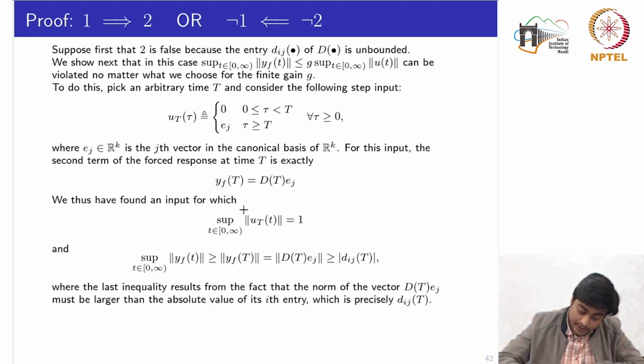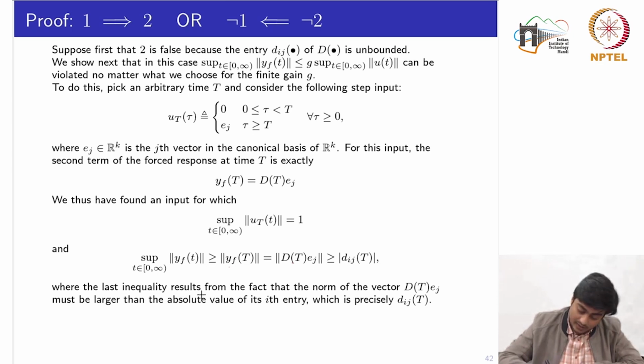So what we have found is an input which is bounded, where the supremum of this input, as we had defined, is equal to 1. And if I take the supremum over all time t of the signal y(t), it is always greater than or equal to y(T). Because we know that y(T), which is equal to D(T), would be unbounded, and we know some entry d_ij is unbounded, this would be greater than or equal to the absolute value of d_ij.